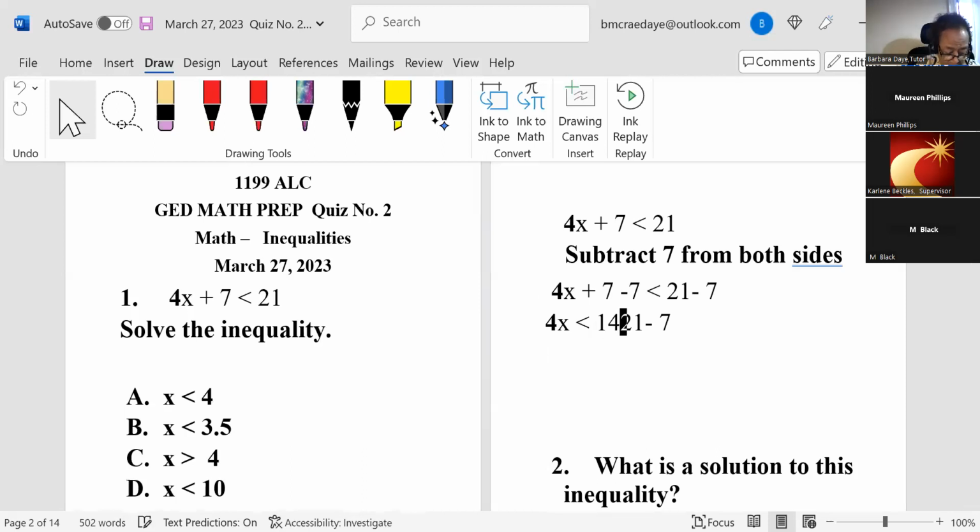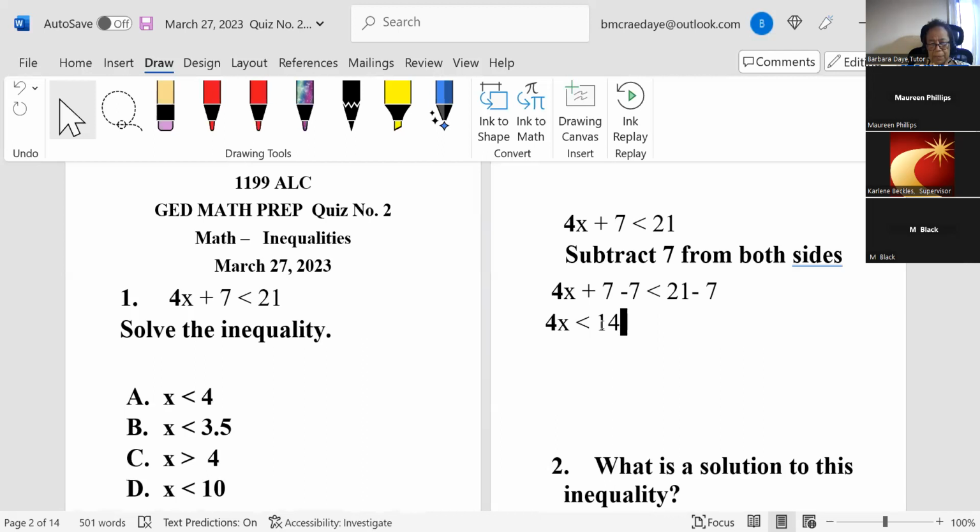Do the subtraction. There we are. Now, Mercedes, what's your next step? After I subtract the 7, I have 20 left. So I might as well stop there, because I didn't realize that I had a 27 in place of a 21. Okay, but look at it now, 4x less than 14. What would be your next step?